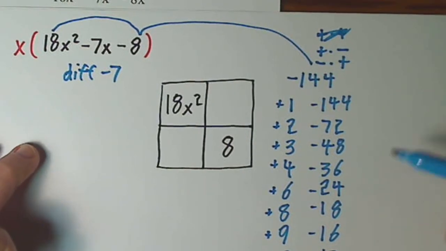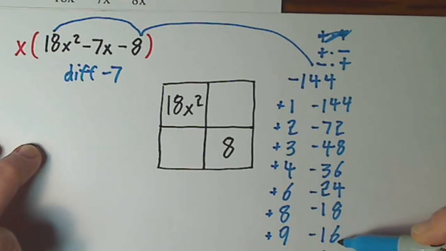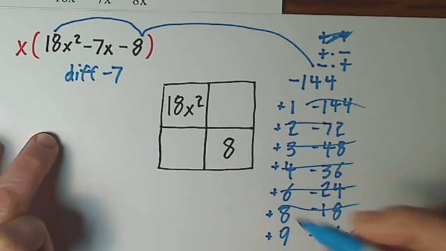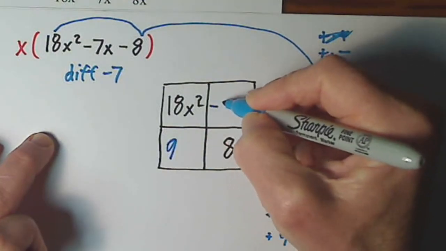And what will give us a difference of 7? You work down your list. That would be 10, here it is, difference of negative 7. This one will work. Nothing else will give us a difference of negative 7. Okay? So I'll put in a positive 9, negative 16.